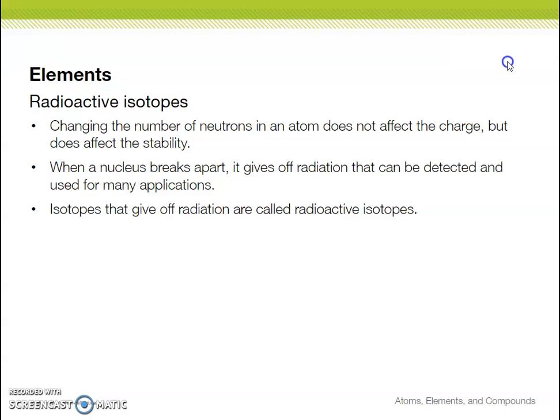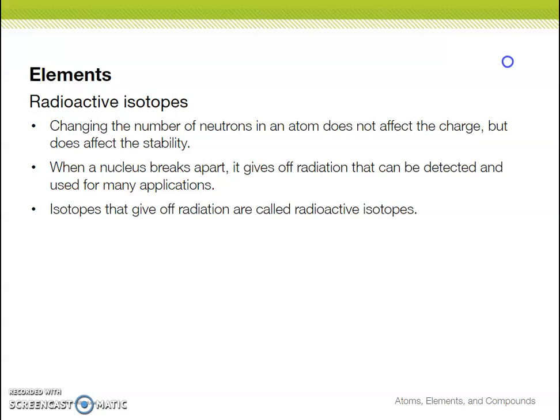Radioactive isotopes. Changing the number of neutrons in the atom does not affect its charge, but it does affect its stability. When a nucleus breaks apart, it gives off radiation that can be detected and used for many different applications. Isotopes that give off radiation are called radioactive isotopes, so when one of those neutrons breaks down, it gives off particles, smaller pieces, and that is referred to as radiation.